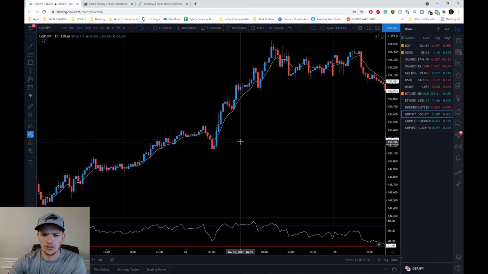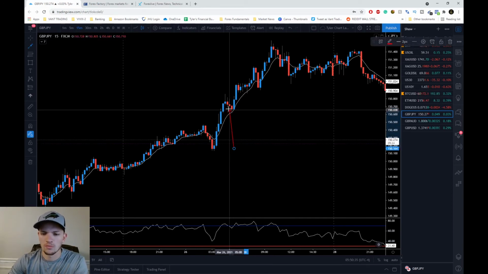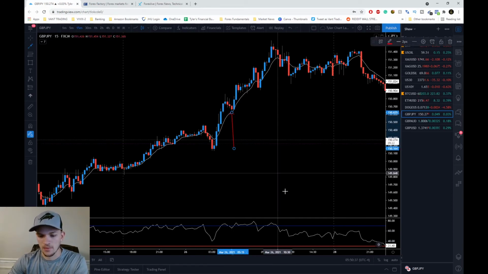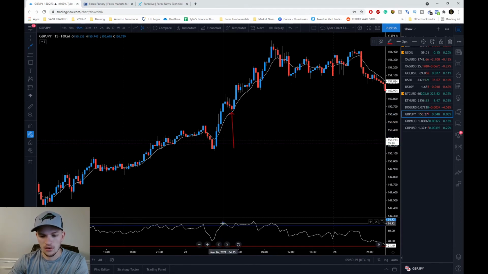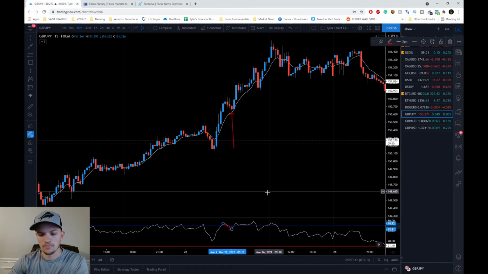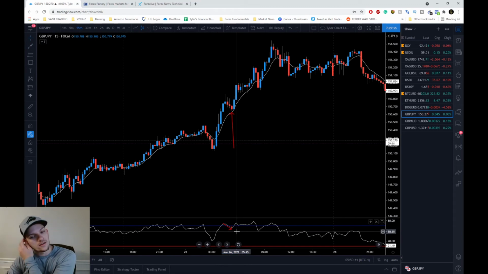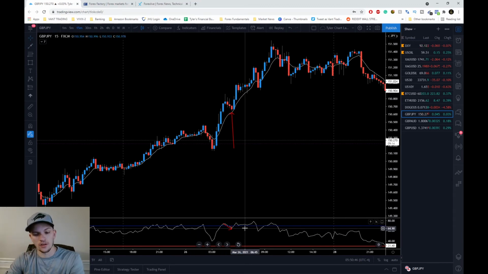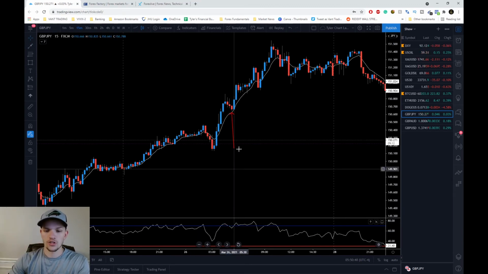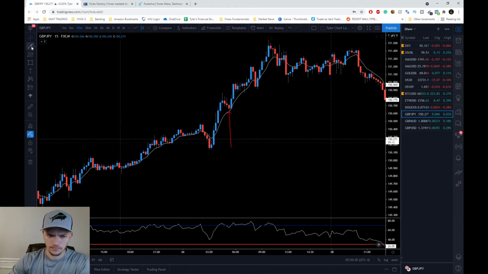So if you take a look right in here, you have this one pullback, right? This pullback to the 8 EMA. And if you look, the RSI is having a slight pullback as well, back underneath the overbought, underneath the 70 level. So what am I looking for?